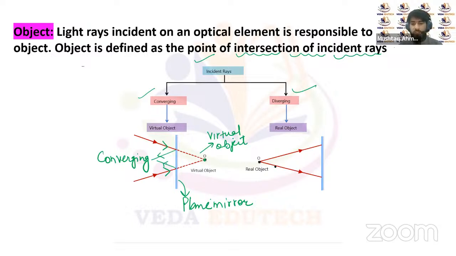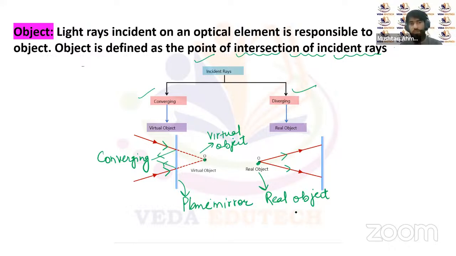Similarly, for the diverging rays, so this is the diverging ray, right? Here the incident rays of light actually intersect at this point O. So this object will be called a real object, right? So a real object is formed when incident rays of light are diverging, and a virtual object is formed when the incident rays of light are converging in nature, right?